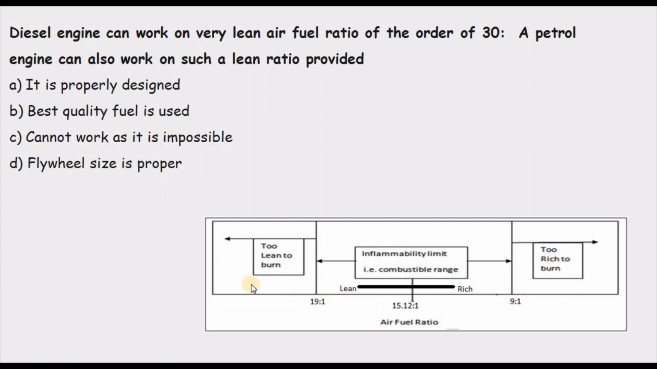Here it is too rich, here it is too lean. That means if it is 30:1, obviously it is above 19. That means it is too lean, and we know that if it is too lean, then it cannot burn. So the correct answer is C. It cannot burn as it is impossible, because we cannot sustain the flame which is supposed to travel inside the combustion chamber when the mixture is too lean.